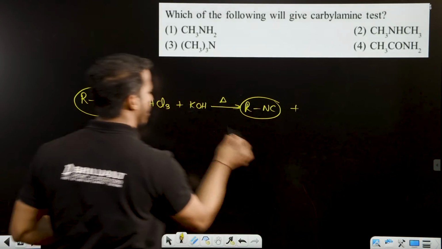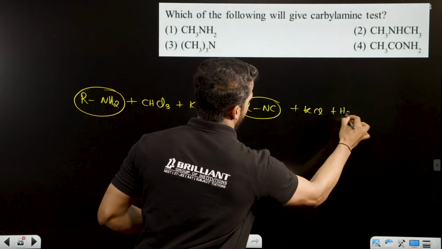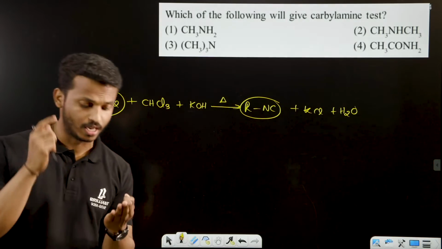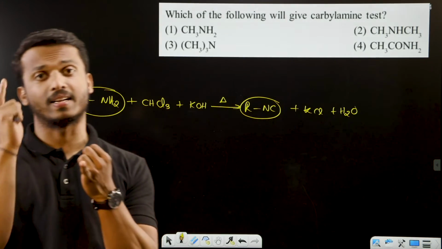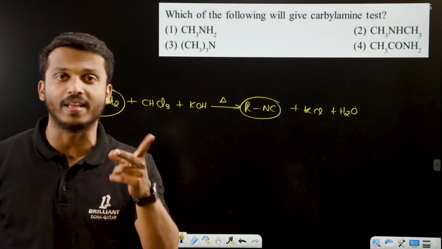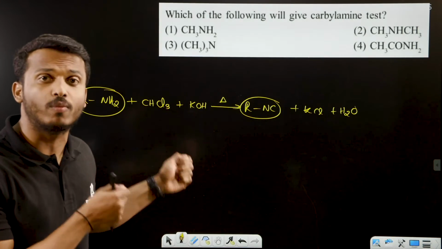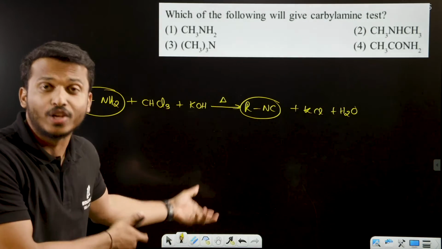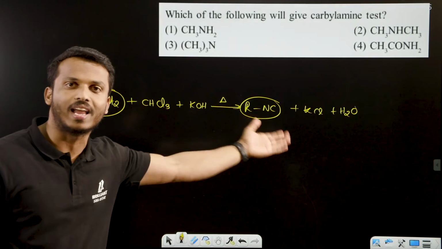What are the byproducts, dear all? KCl is obtained along with the removal of water. Okay, so this is called isocyanide test. Keep in mind, isocyanide test is also called the carbylamine test. Carbylamine test is only given by primary aliphatic and aromatic amines. You treat the amine with chloroform and KOH or any base, and on heating, the amine is converted to isocyanide, along with KCl and water.